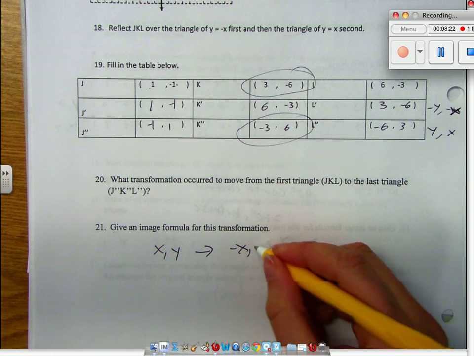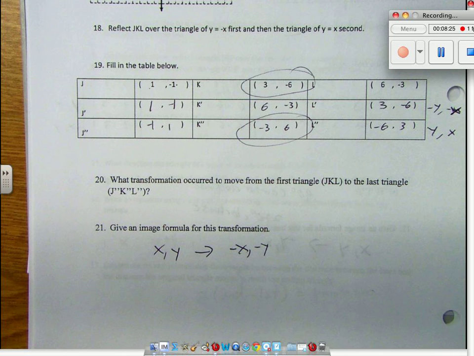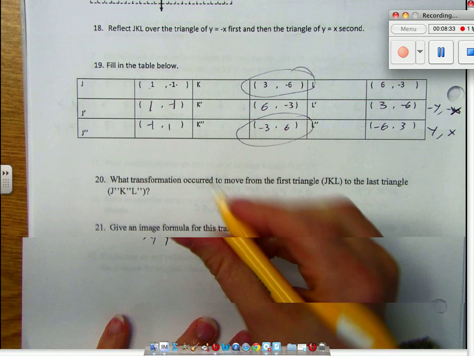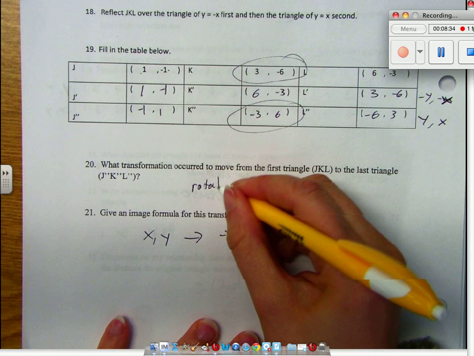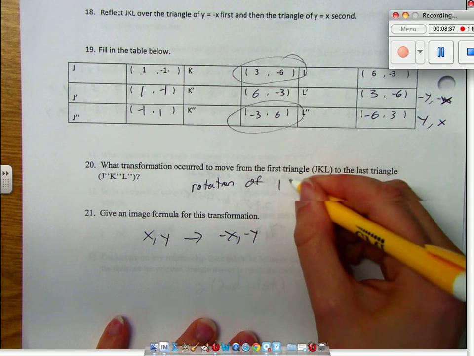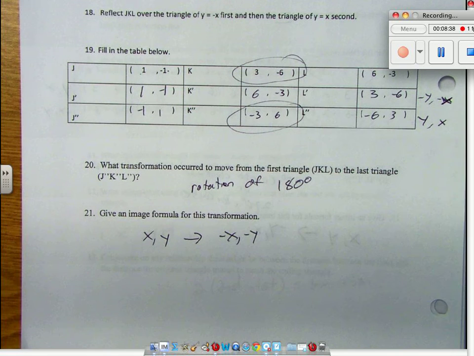The signs change. So negative x, negative y. It's going to be on the board tomorrow. What kind of rotation took place? 180 degrees. A rotation of 180 degrees.